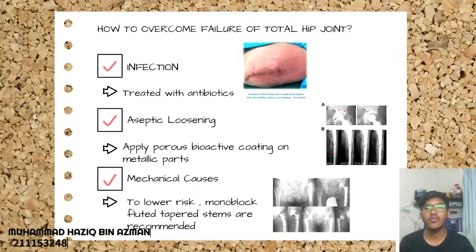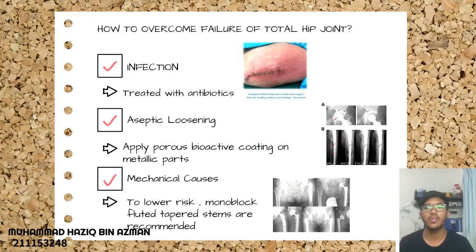My point for overcoming failure of hip joint replacement is, first, infection. Minor infections in the wound area are generally treated with antibiotics. If the bacteria gain access to the implants, they may multiply and cause an infection. With successful treatment, antibiotics can avoid infection of the implant area.